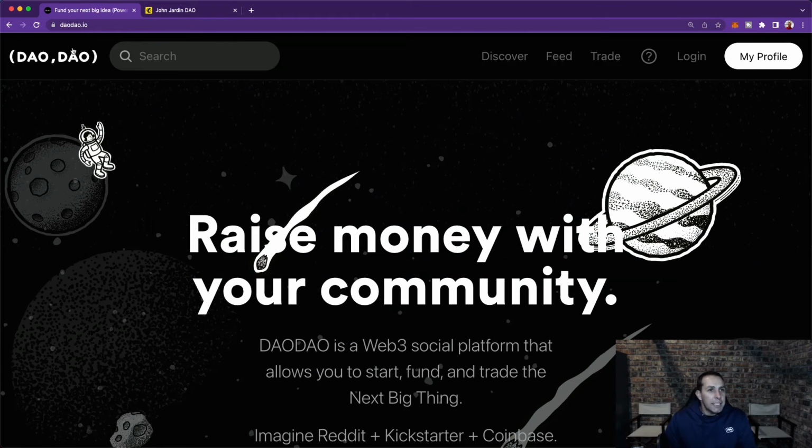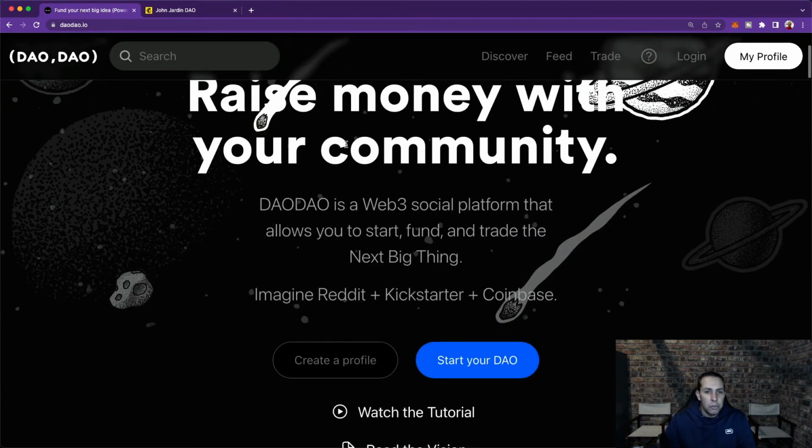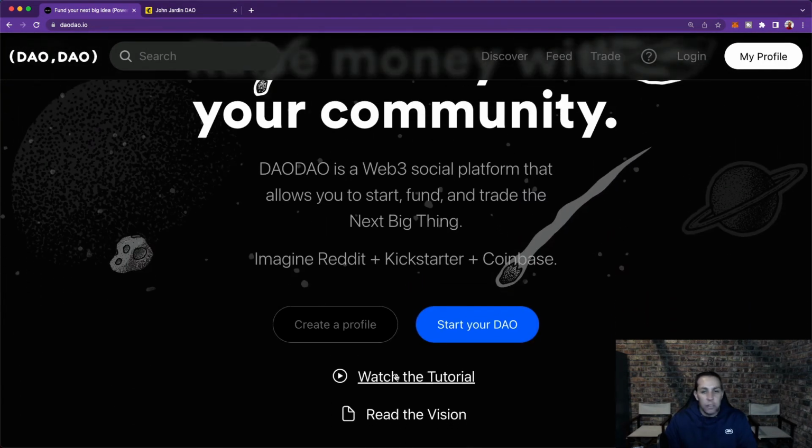So what I've done here is open up DAO.io. If you haven't logged into DAO before, it will take you to a page like this where it asks you to log in, and it gives you a basic page. You can see the tutorial of how DAO works and read the vision. But the very important one here is the button Start Your DAO.